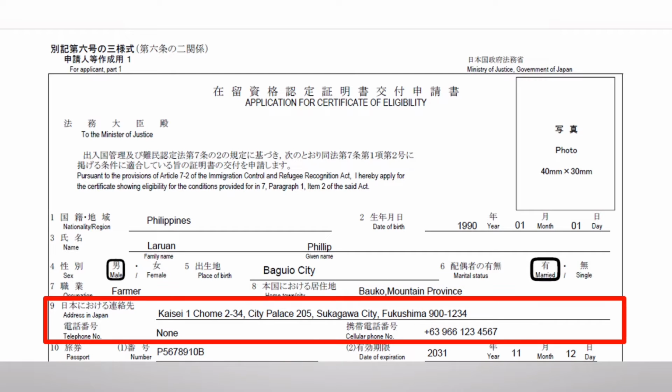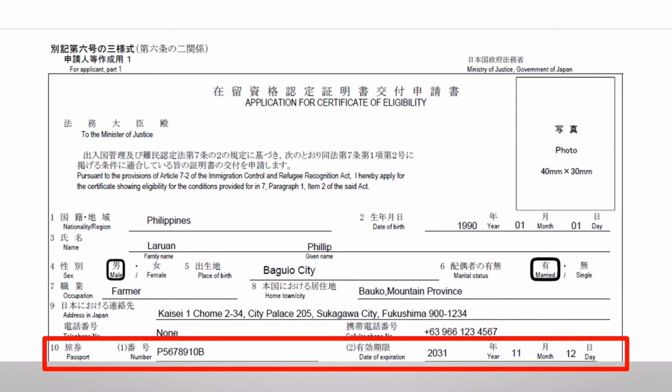For number 9, this would be his address once he comes here in Japan. Since he will live with me, it would be my address. Kaisei 1, Chome 234, City Palace 205, Sukagawa City, Fukushima 900 1234. Moving on, if he has a telephone number, please write it down, but if there is none, write none. My husband only has a Philippine number, so we wrote it anyway. 63966123457. Number 10, his passport number and its expiration date.